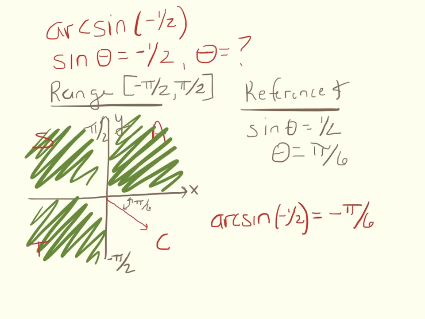So again, first you determine the quadrant in which your angle must lie. You find your reference angle, and then determine what angle in that quadrant has that reference angle. All right, let's try another one. Let's stick with sine for a moment.